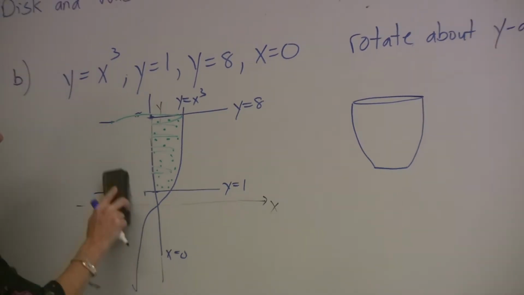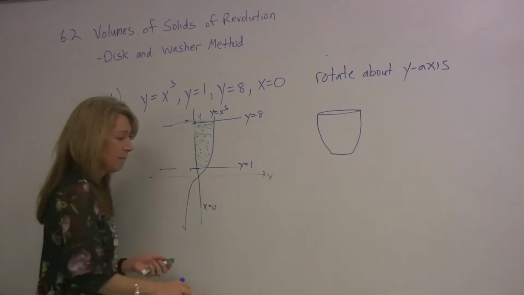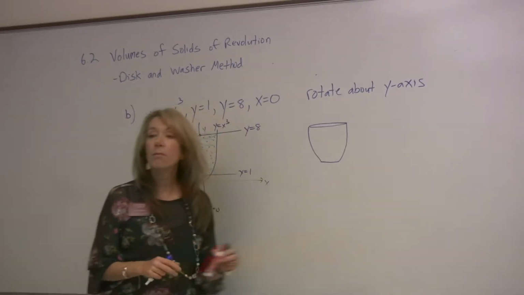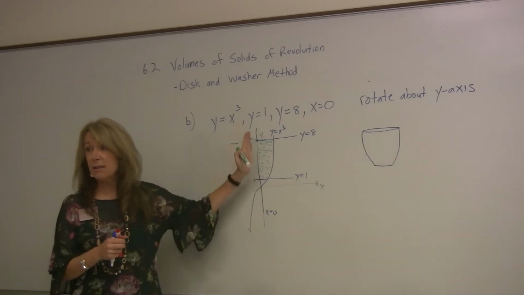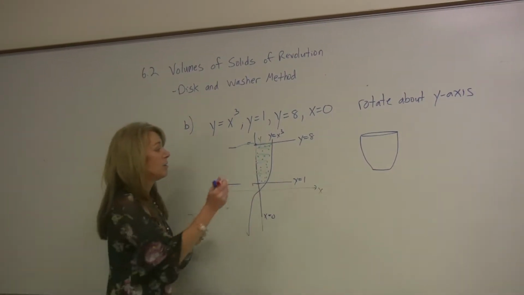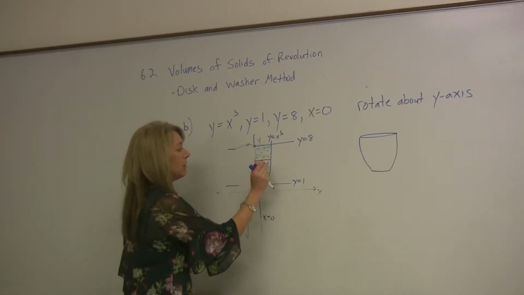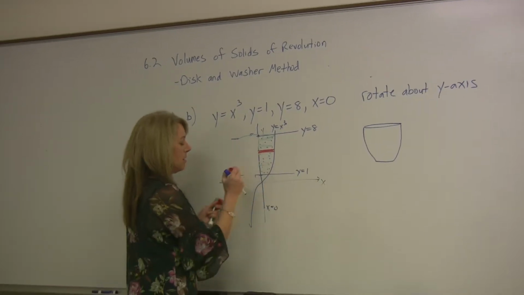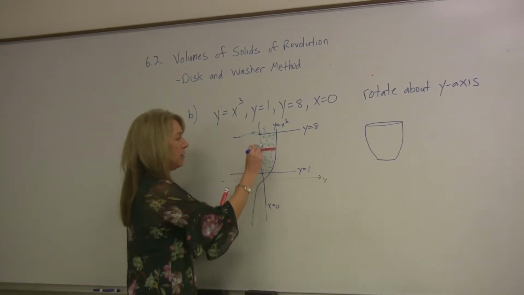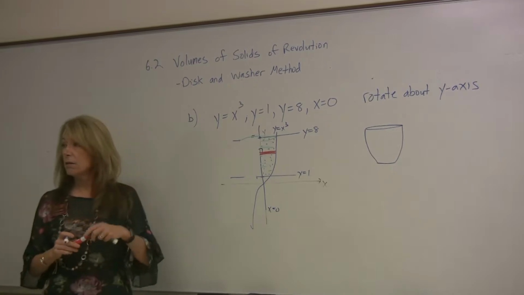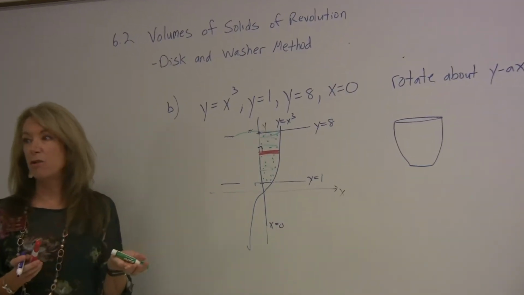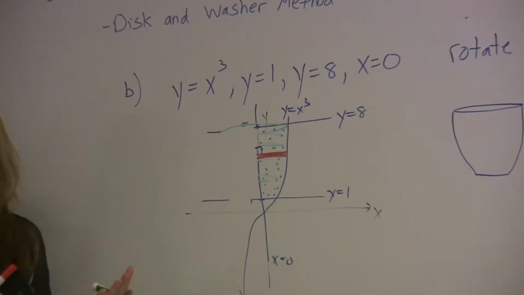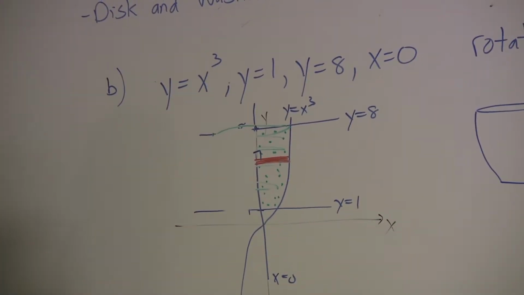Okay. So which way should I draw my rectangle? Perpendicular to the axis. Since we're rotating around this axis, we want it perpendicular. So we need a little rectangle going this way, because it has to be perpendicular to that axis that we're rotating. I like to think of it as doing it the same way as if you were trying to find the area. The right minus left kind of situation that we were doing.